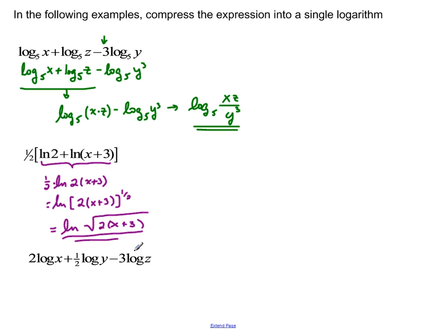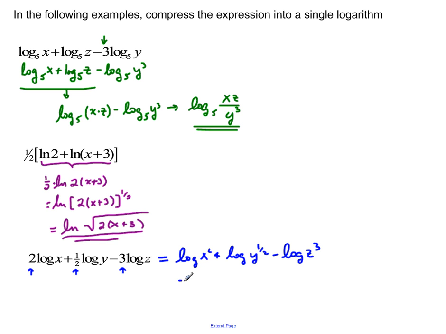Okay, what about our last example? Looks like there's a bunch of different little things going on here. In fact, yes, we've got these multipliers that are nothing more than exponents. So we should rewrite those in exponent form before we do anything else. So what have we got here? Looks like we've got the common logarithm of x squared added to the common logarithm of y to the 1/2 power minus the common logarithm of z to the third.